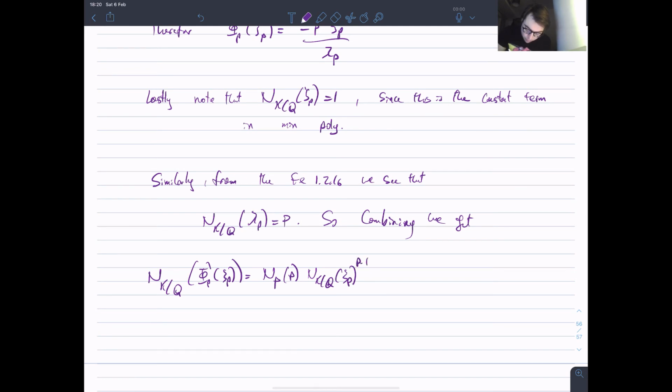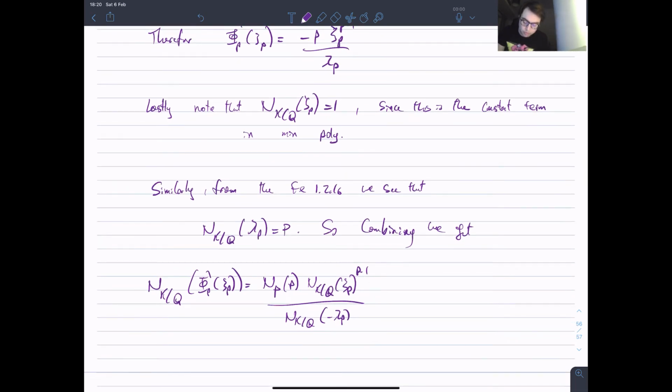This to the p minus 1 all over the norm from k to q of minus lambda p. Maybe I'll just put the sign in the bottom. Yeah, fine, I put the sign in the bottom, but it's going to disappear. Now this is minus 1 to the p minus 1, which is this, this minus 1 pops out, and then you get p to the p minus 2, because this term here is just a 1.